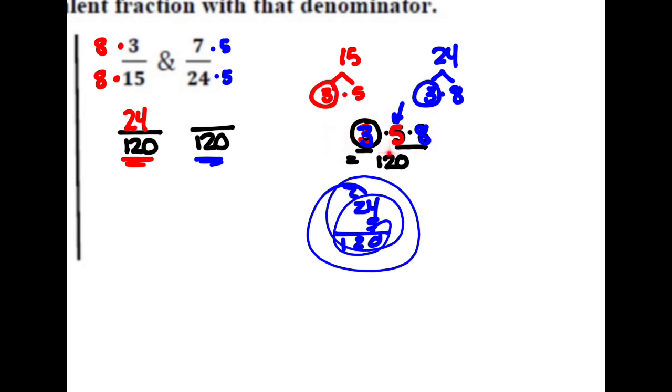I know that I times 3, 5, and 8 to get 120. And I already had the 3 and the 8, so I was missing the 5. 7 times 5 is 35. Now I'm done.